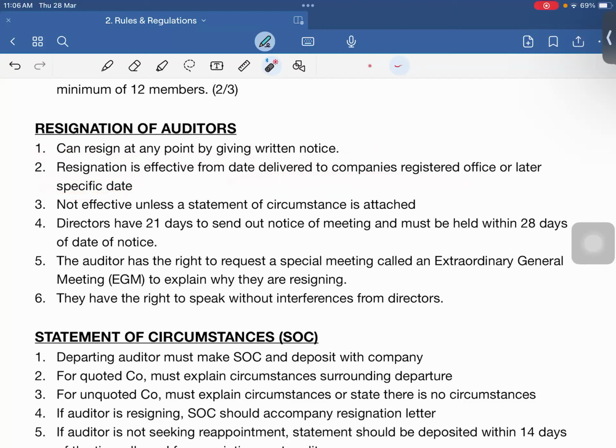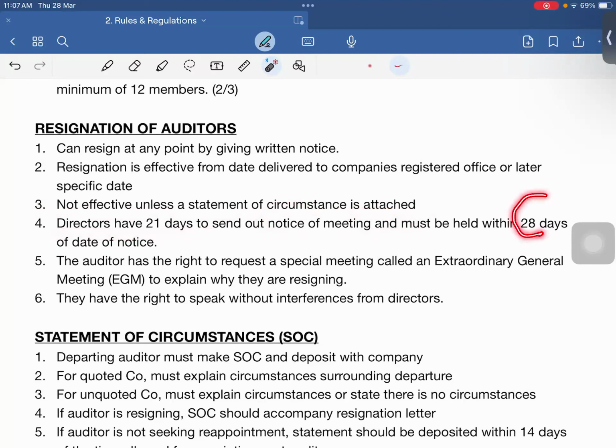Or from the day which he has mentioned that he would stop working in that particular company. Clear? That is the specific day. Now, this particular resignation would be void if he is not providing any SOC, that is statement of circumstances. Clear? Now, after receiving this, the directors would have 21 days in order to send out the notice for a general meeting. Clear? For an extraordinary general meeting, and that particular general meeting should be conducted within 28 days of date of notice. Clear?